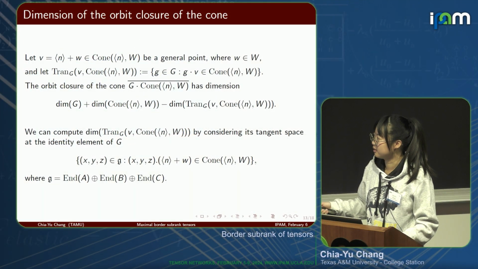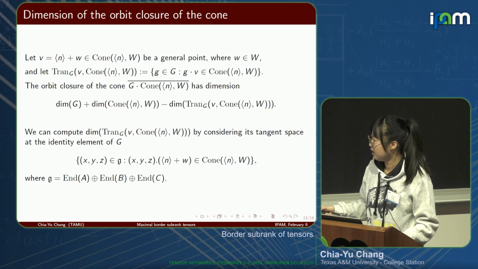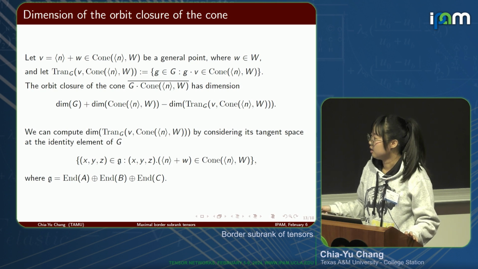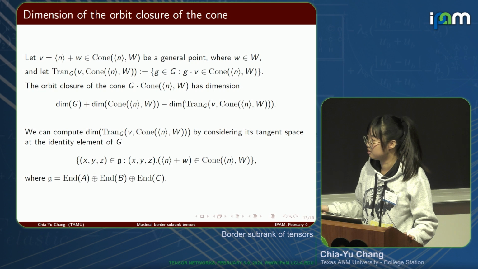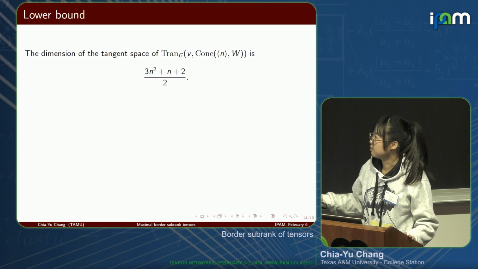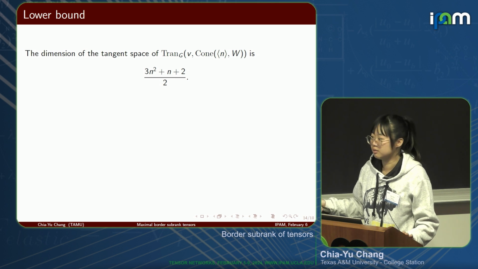Note that we can compute the dimension of the transporter by considering its tangent space. Its tangent space is the subset of the Lie algebra of G satisfying that when it is applied on the general point, it also lies in the comb, and this is a linear space. This condition is some linear equations, so we can use this to get the dimension of the tangent space of the transporter, which is (3n squared plus n plus 2) over 2.